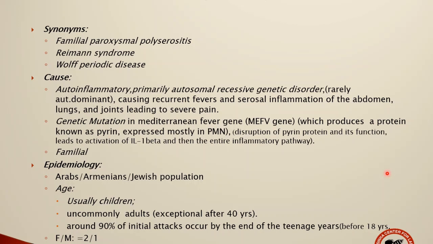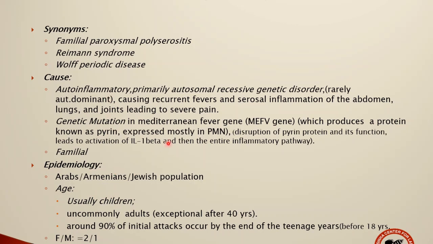It's a genetic mutation in the Mediterranean fever gene, that is the MEFV gene, which produces a protein known as pyrin, expressed mostly from the polymorphonuclear leukocytes. The disruption of this protein and its function leads to what? The cascading stimulation of the inflammatory pathway, starting from activation of interleukin 1 beta. So if there's a pathological alteration in pyrin, it ultimately sets up the whole chain reaction of the inflammatory pathway. It's a familial disease, it runs in families.